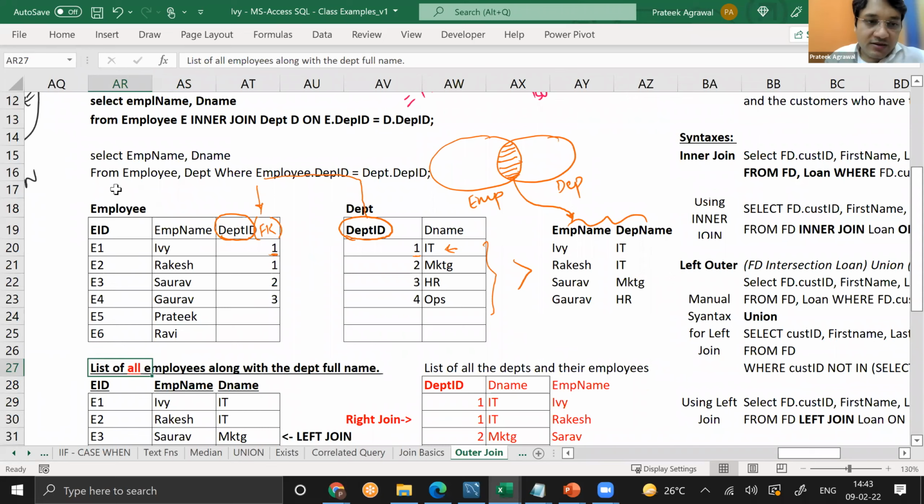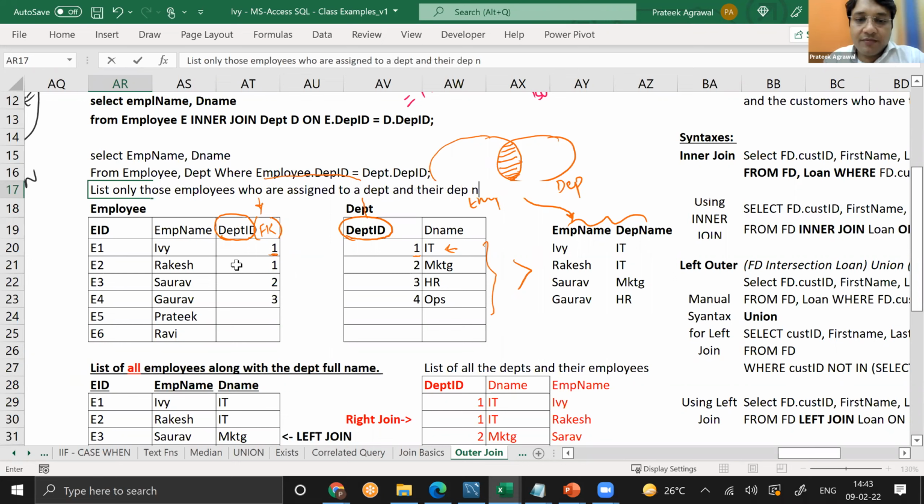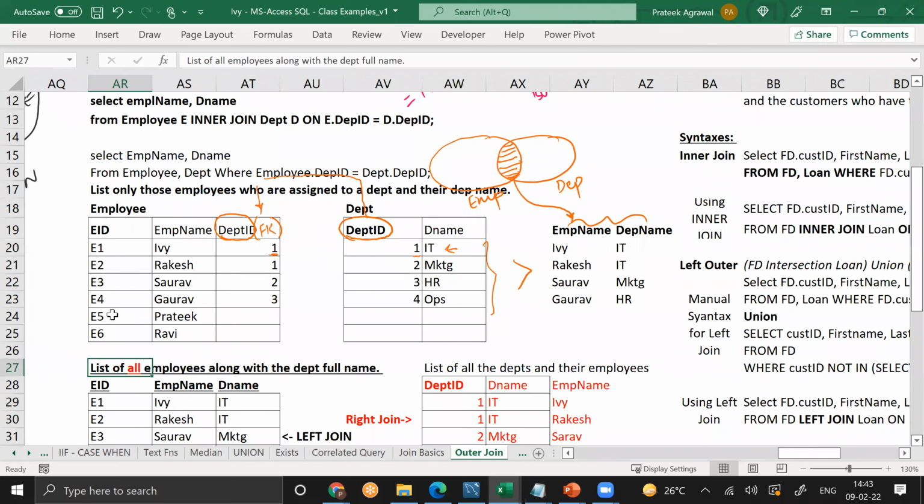List all the employees. And here it was list only those employees who are assigned to a department and their department name. The question was different from here. So the main difference is here we are saying list all the employees. Is it making sense, everybody? That means we are also interested in seeing these employees as well, Fazal.